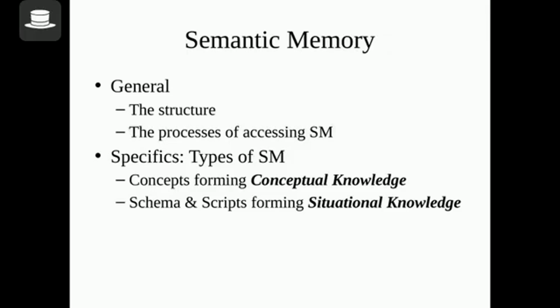The structure and the way we process information is the same for both conceptual knowledge and situational knowledge, semantic memory 1 and semantic memory 2. But we will discuss the structure and processing of information in the context of conceptual knowledge. So you're doing two things at the same time. You're knowing what conceptual knowledge is. You're also knowing the specifics of the structure and processing of information specific to conceptual knowledge. But keep in mind that it equally applies to situational knowledge.